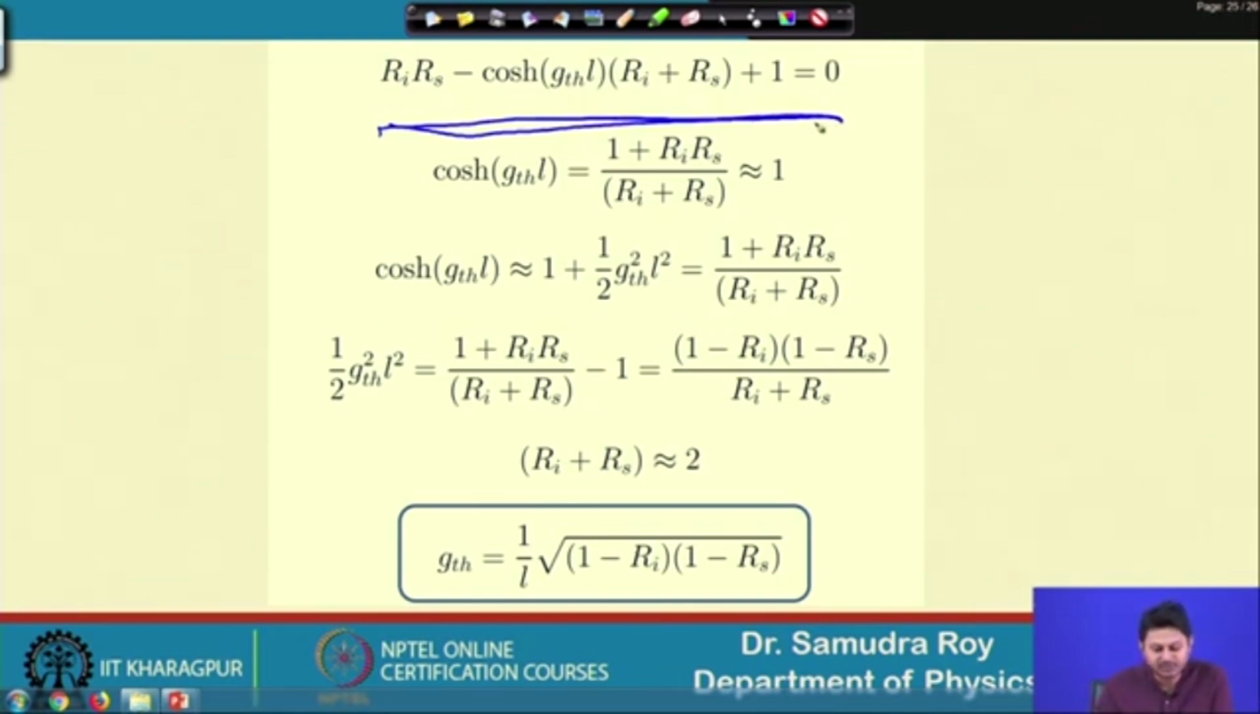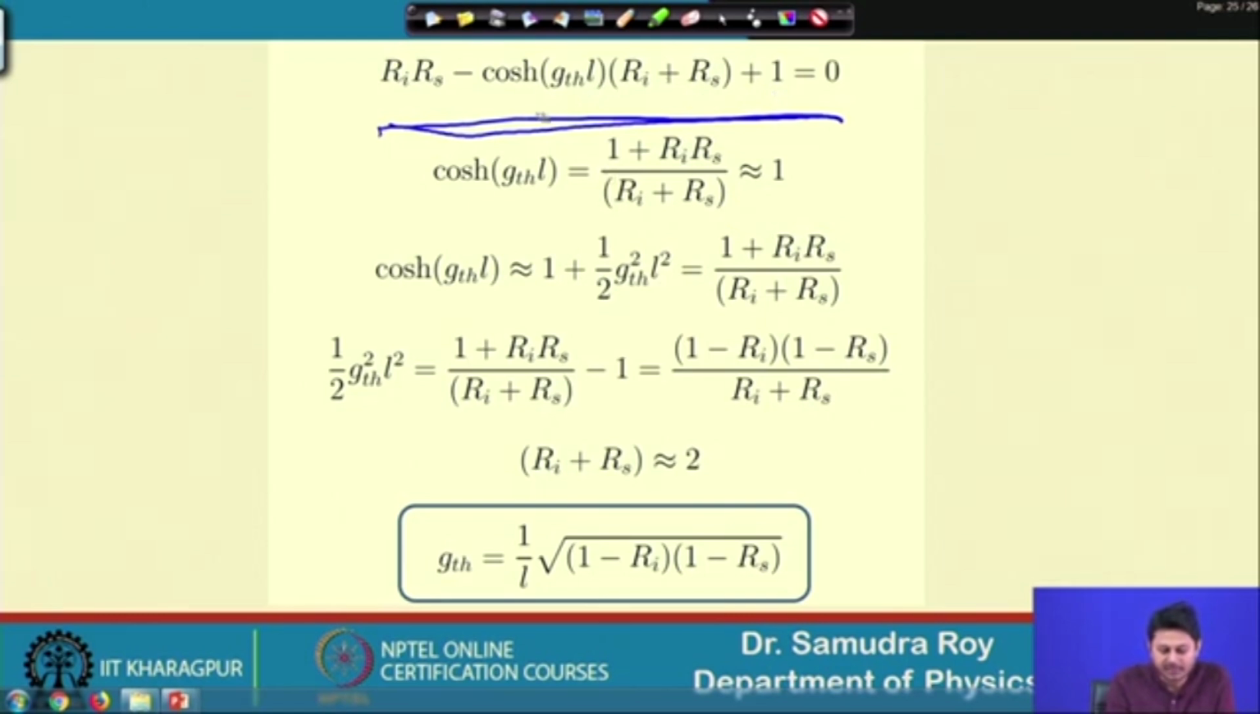From this expression we can readily see that I can have a value of g threshold in terms of R_I and R_S. However, cosh of g threshold L is a series function, so we need to make some kind of approximation, and we will come to that point, what should be the value of g threshold. So, cosh g threshold from this expression I can write as 1.